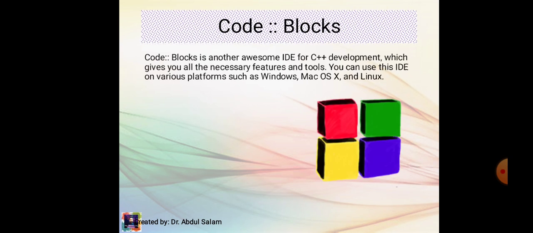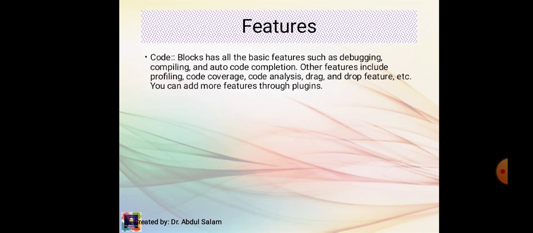Code::Blocks. Code::Blocks is another awesome IDE for C++ development, which gives you all the necessary features and tools. You can use this IDE on various platforms such as Windows, Mac OS X, and Linux. Here are some features. Code::Blocks has all the basic features such as debugging, compiling, and auto code completion. Other features include profiling, code coverage, code analysis, drag and drop features, etc. It is extensible through plugins.